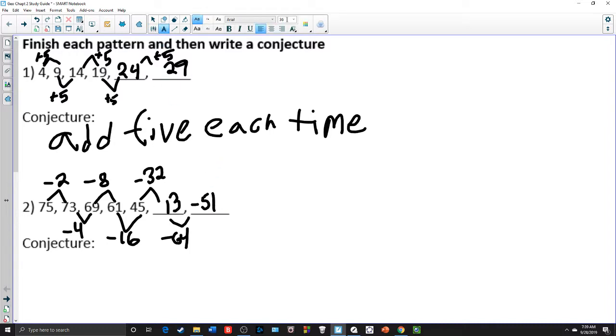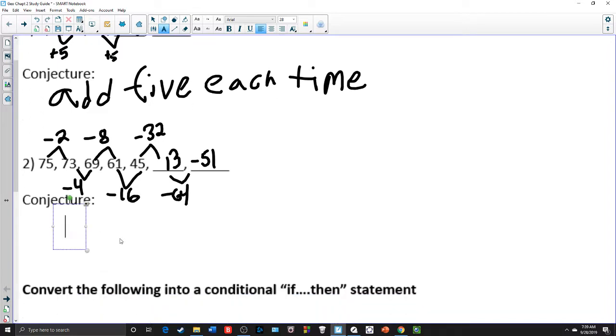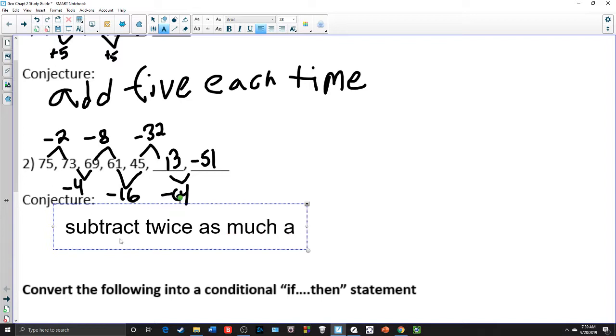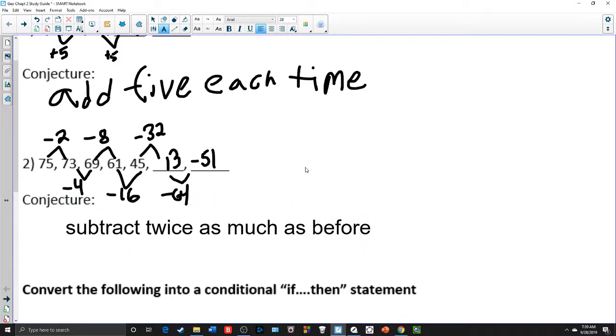So the conjecture in that case would be to subtract twice as much as before. So you subtract twice as much as, or you can say as you did previously instead of as before. They both mean the same thing.